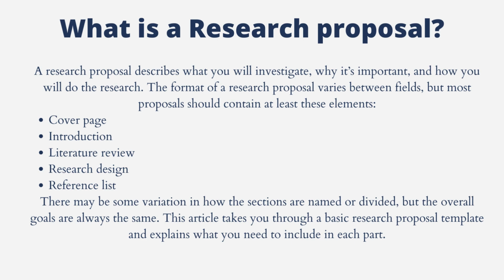A research proposal describes what you will investigate, why it's important, and how you will do the research. The format of a research proposal varies between fields, but most proposals should contain at least these elements: cover page, introduction, literature review, research design, reference list. There may be some variation in how the sections are named or divided, but the overall goals are always the same. This article takes you through a basic research proposal template and explains what you need to include in each part.